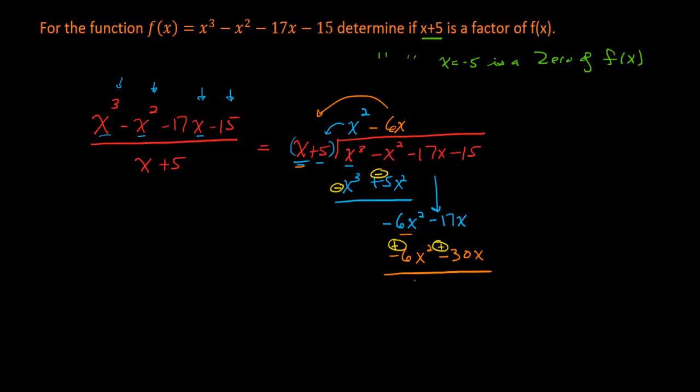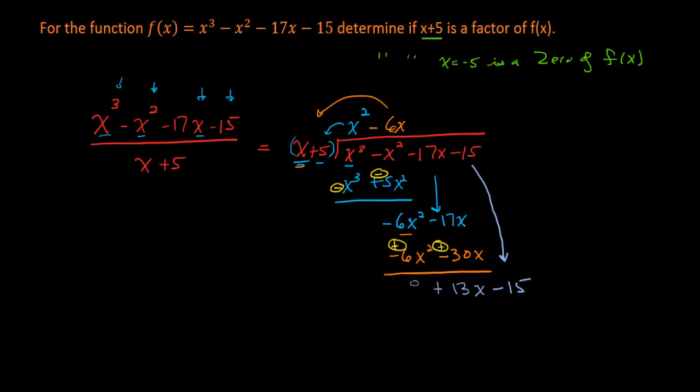Negative 6x squared plus 6x squared is 0. Negative 17x plus 30x, remember this is a plus 30x, gives us a positive 13x. So 13x would be correct. Now we're going to bring down our value of negative 15.